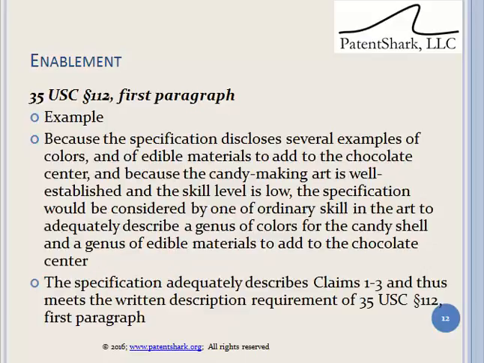So, because the specification discloses several examples of the colors and of the edible materials that could be added to the chocolate center, and because the candy making art is well established and the skill is very low, the specification in this case would be considered by one of ordinary skill in the art to be adequate to describe the colors for the candy shell and the edible materials to add to the chocolate center. So the specification is adequate. It does adequately describe claims 1 to 3. So therefore, the 112 first paragraph requirement is met in this case.